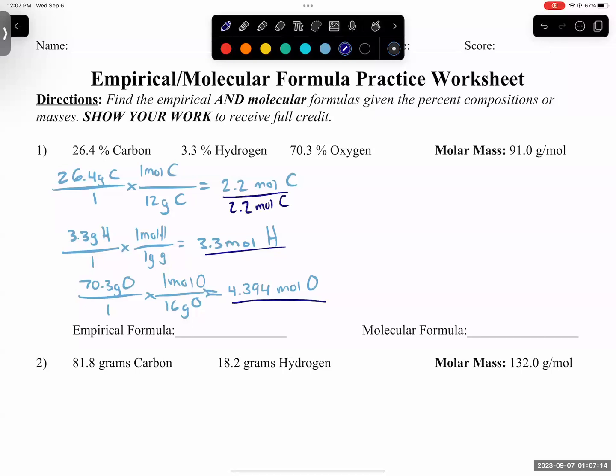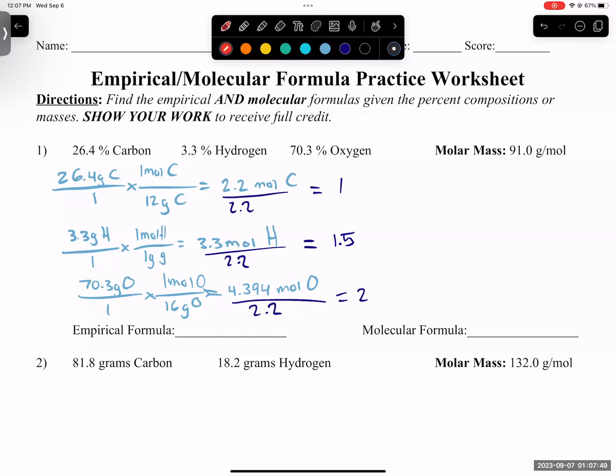2.2 moles carbon divided by 2.2 moles carbon, so you get a 1. This is obviously going to give us the ratio of 1. Then hydrogen gives 1.5, and the other one is just 2. You said it's 1.99 in the calculator? We just go with 2. We're not going to worry about the decimal. All right, so now what do we do? Now we have to break the 1.5 into whole numbers.